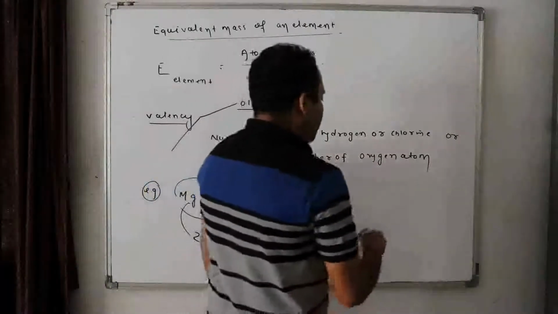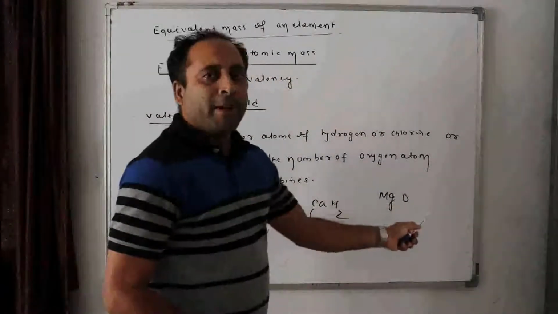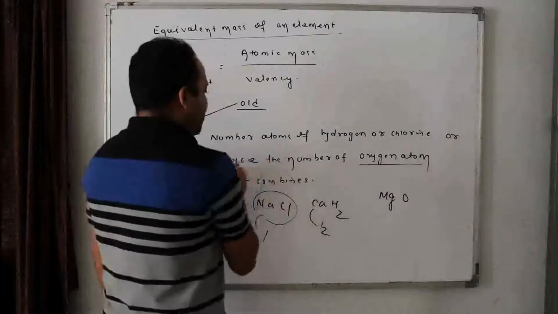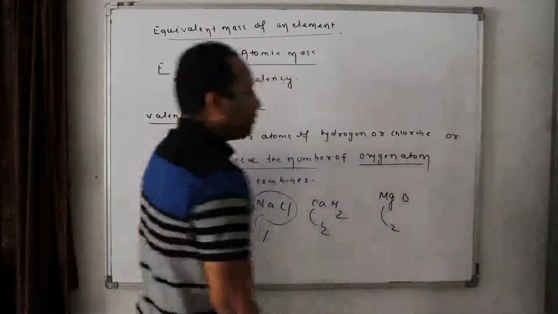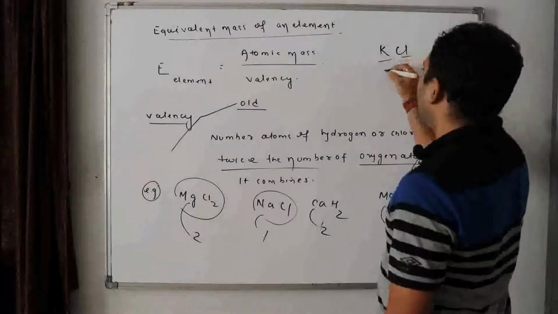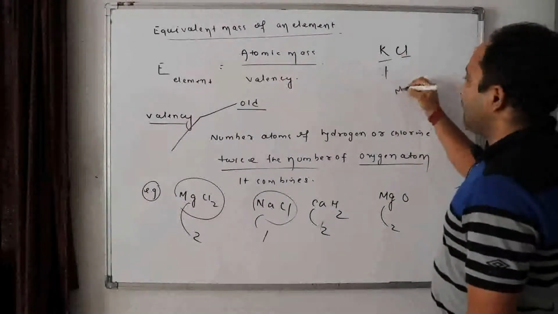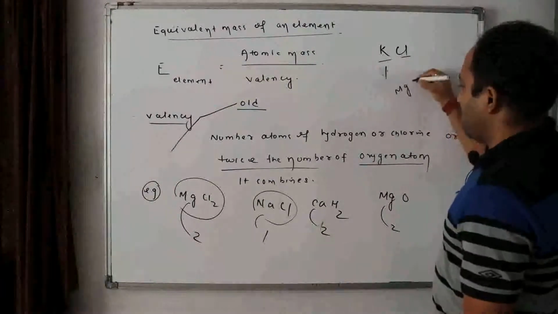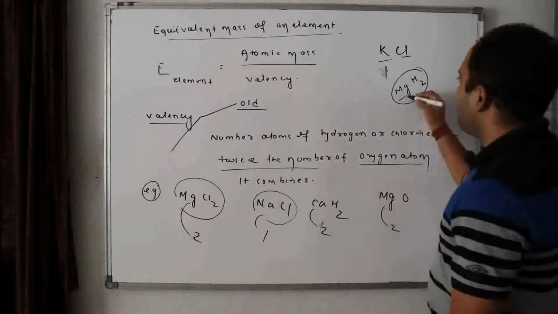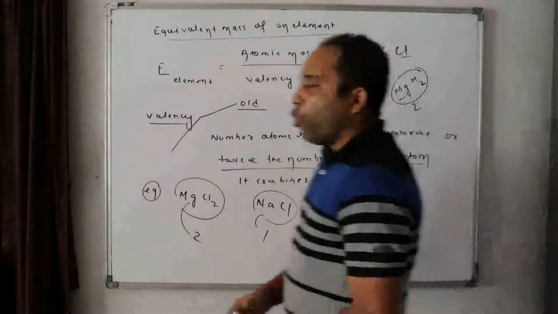What will be the valency of magnesium combined with oxygen? I said twice the number of oxygen atoms it combines with. How many oxygen atoms will it combine with? 1. Here twice the number. So valency is 2. Clear? What is the valency of potassium in KCl? Here 1 chlorine atom. 1. What is the valency of magnesium when it combines with hydrogen? Magnesium hydride, very difficult to form. Here magnesium combines with 2 hydrogens, so how much? 2. Easy. This was the old concept of valency.